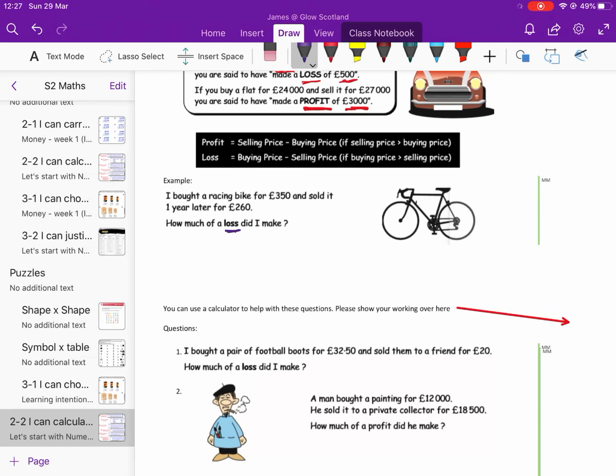Alright, I need to work out the difference. So again, I can use a calculator to help me with this. So I can do £350, take away £260 and work out that answer. Pop that in the calculator. That's going to give me an answer of £90. So that would be a £90 loss for this one.